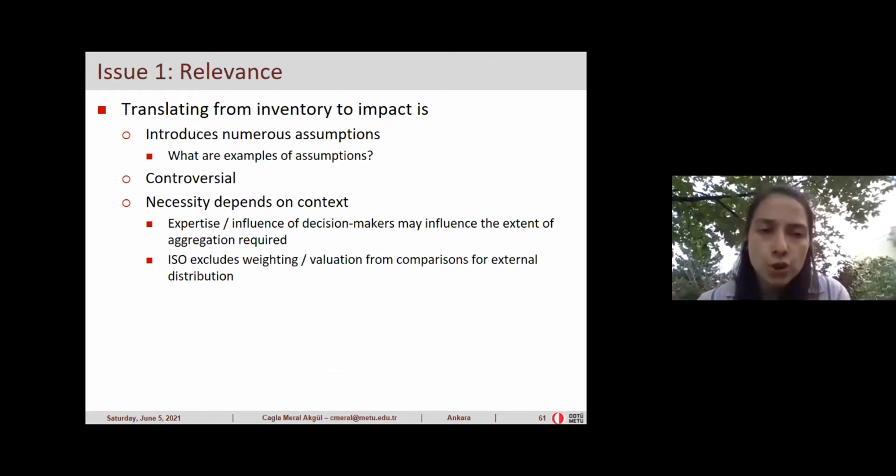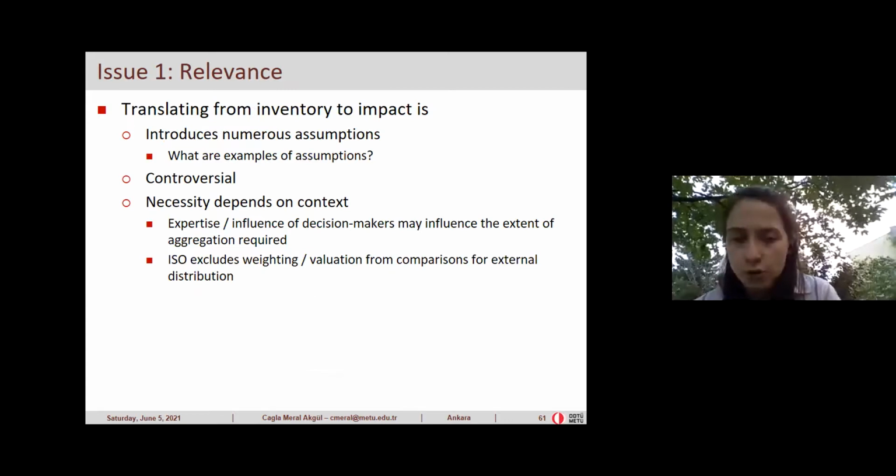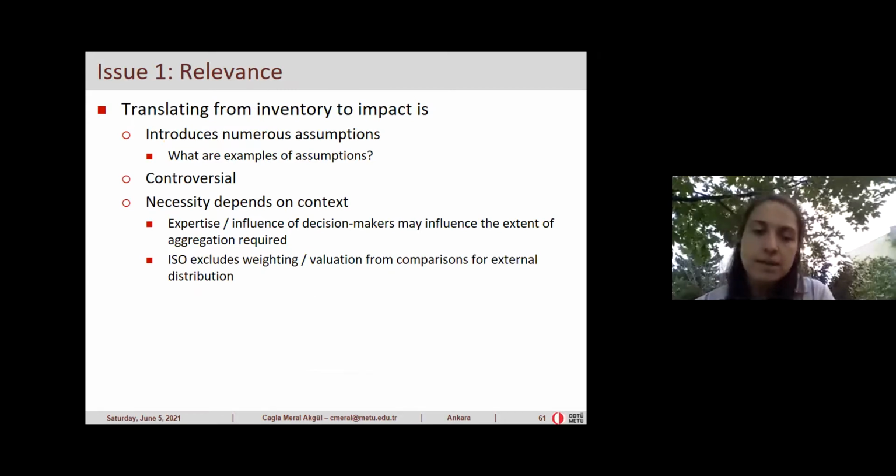Here there are two issues. The first issue is relevance. When you translate from inventory to impact, it introduces numerous assumptions and it can sometimes be controversial, and its necessity depends on context. For example, expertise and influence of decision makers may influence the extent of aggregation required. And ISO excludes weighing evaluation from comparisons for external distribution.